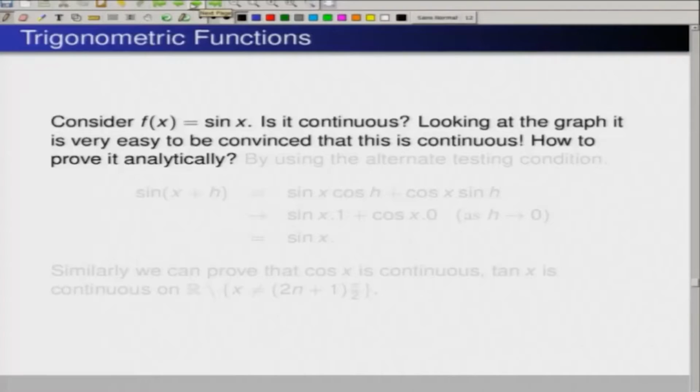So, one very important alternate test is that we can say that f is continuous at a if and only if limit x goes to a, if and only if limit h goes to 0, f of a plus h is equal to f of a.